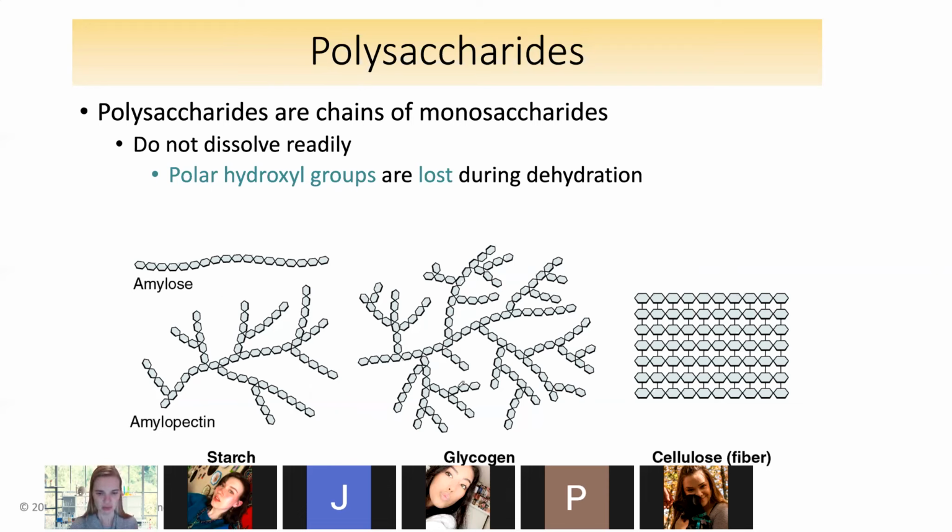Glycogen is the storage molecule for animals. You can see here there's a lot more branching going on than what we see over here in the starch. But both of these are going to be used for storage of sugar molecules. This is how we store all of these little tiny glucose molecules inside of our bodies. Then finally, over here on the right, we have cellulose, and you can see this structure is very different from starch and glycogen.